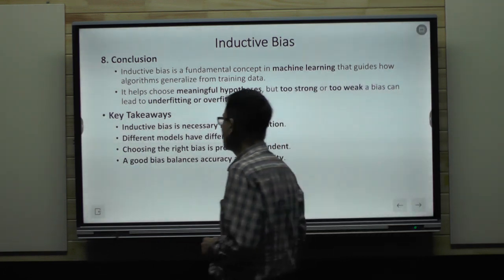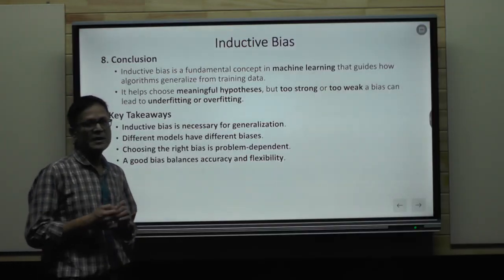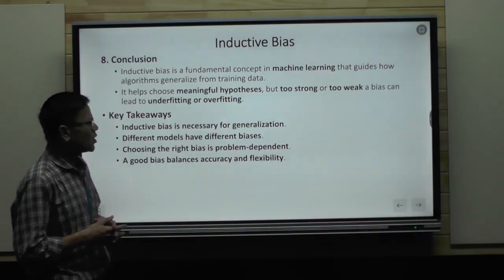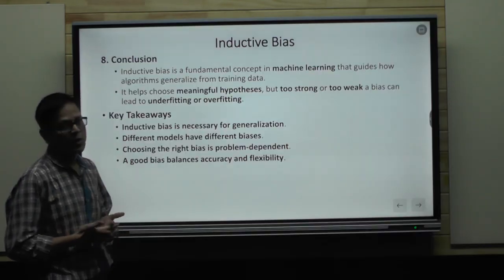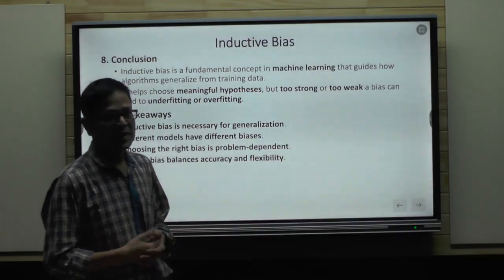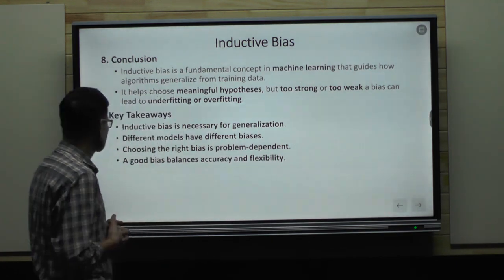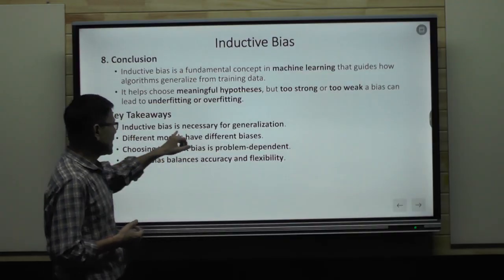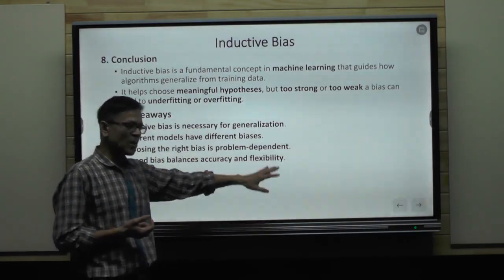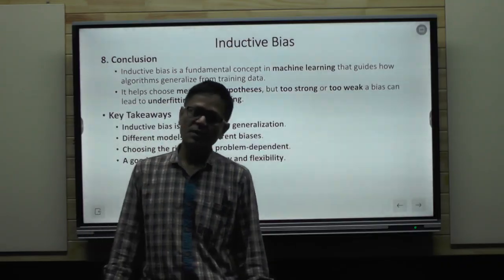In conclusion, inductive bias is a fundamental concept in machine learning that guides how an algorithm generalizes from training data. It helps choose meaningful hypotheses, but too strong or too weak a bias can lead to underfitting or overfitting. Whenever you make a model, people will ask how much it is overfitted or underfitted. The key takeaway lessons are: inductive bias is necessary for generalization, different models have different biases, choosing the right bias is problem dependent, and a good bias balances accuracy and generalization. Thank you, students. That's all on inductive bias.